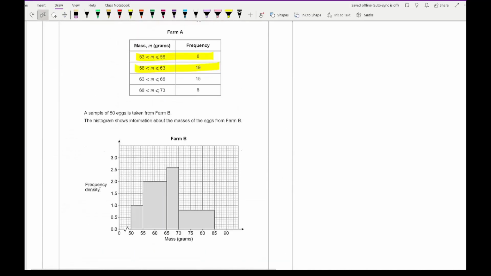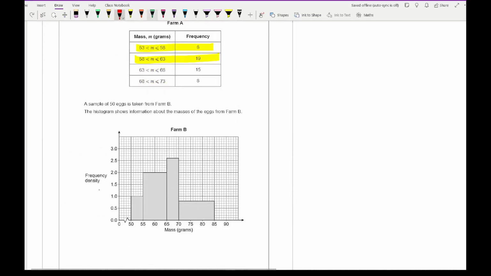So now what we need to do is work out what this range is. Now 53 on the histogram is here, and 63 is here. Now what I need to do to work out the number of eggs that fall within there is work out the area of these two rectangles that I am now highlighting.